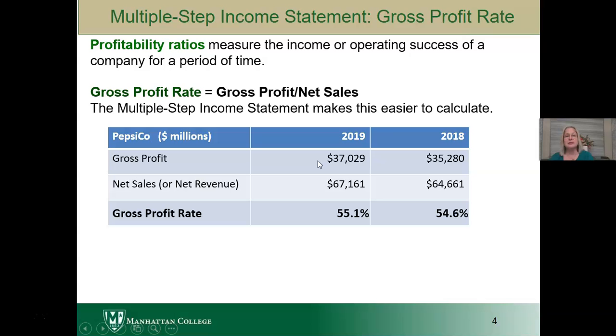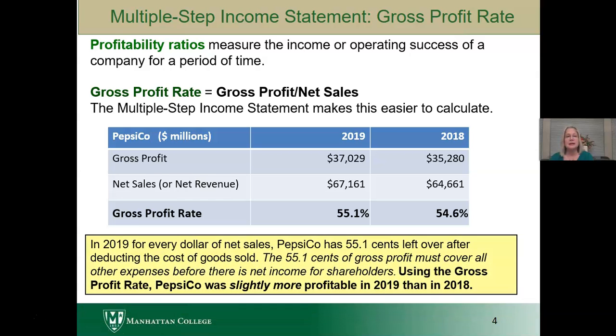So 37 billion divided by net sales of 67.1 billion gives us a gross profit rate of 55.1% in 2019. Gross profit of 35.3 billion divided by 64.7 billion in net sales gives us a gross profit rate of 54.6% in 2018. So for every dollar of net sales in 2019, Pepsi has 55.1 cents left over after deducting the cost of goods sold.